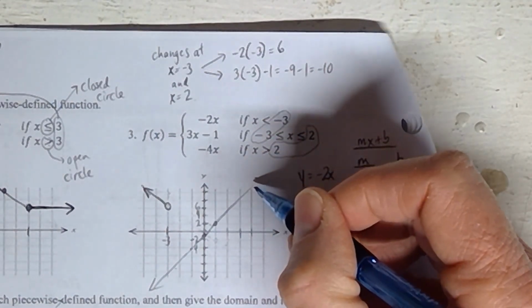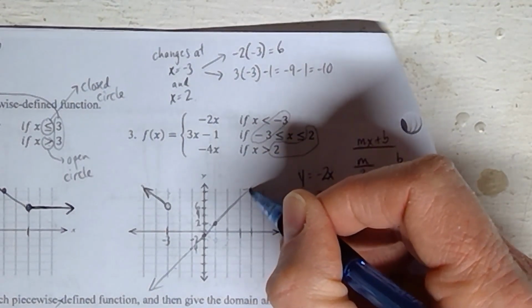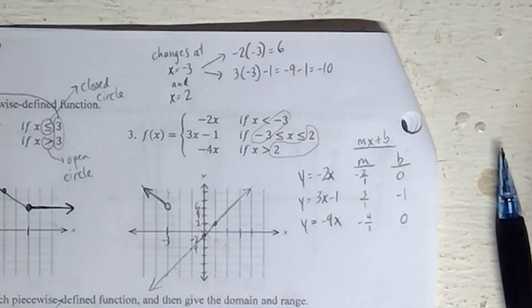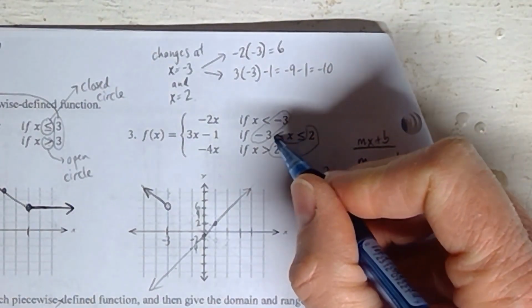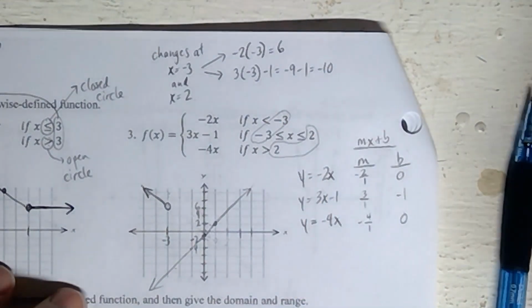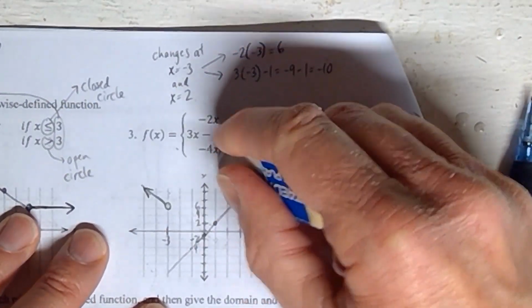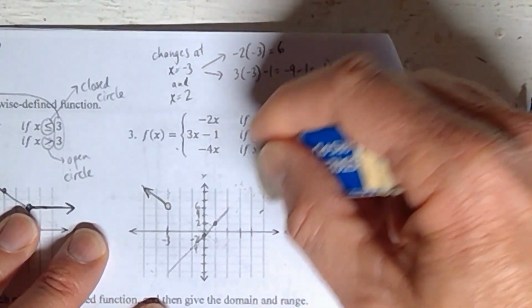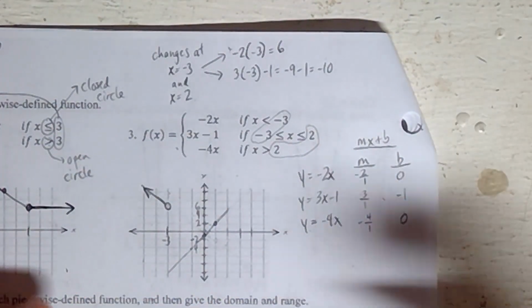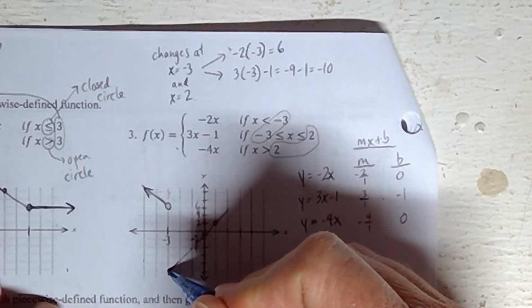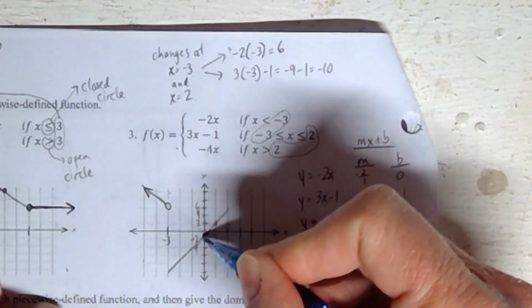Okay, but what part do we keep? We keep just the part that is sandwiched between -3 and 2. So I erase off the portion of the graph that is in between -3 and 2. Okay, and we just keep that part right there.